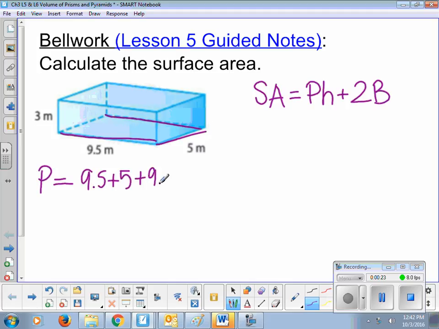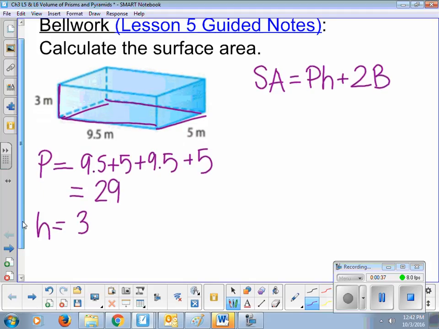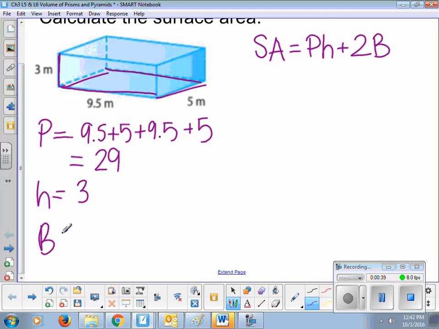This side is also 9.5, and this side is also 5. When you add those three values together, we get 29. Our height connects our base to the top, which is 3. And for our capital B, area of the base, we have a rectangle, so it's base times height.